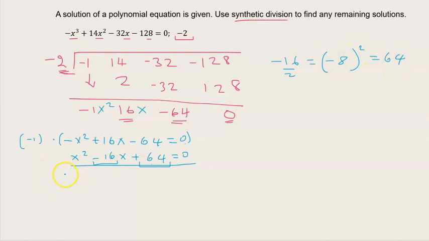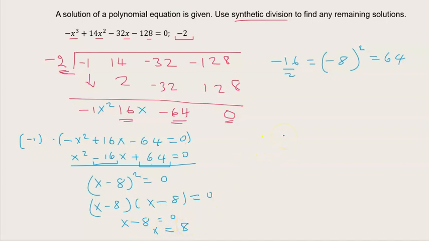So when you factorize this, you get simply (x minus 8) squared equals 0, which means it is like (x minus 8) times (x minus 8) equals 0. So apply the zero product property: x minus 8 is 0. And since this is the same, we don't have to do it twice. So you add 8 to both sides, and you get x equals 8. So the remaining solution is 8.